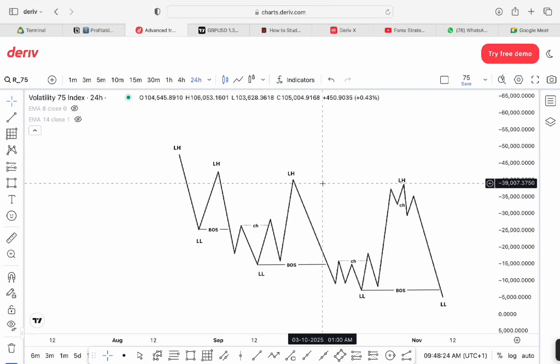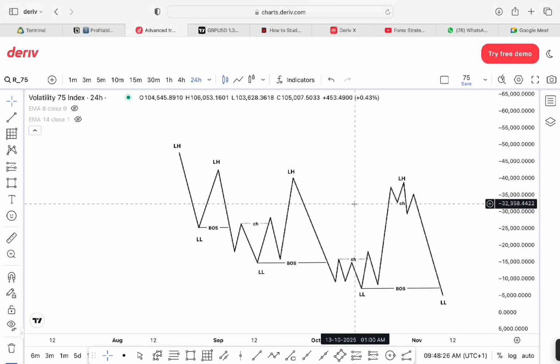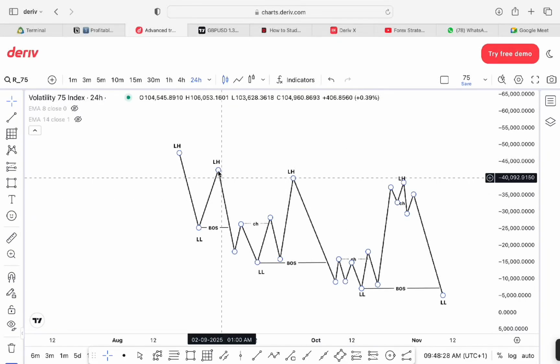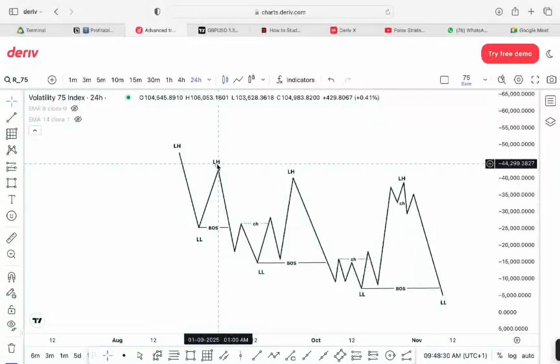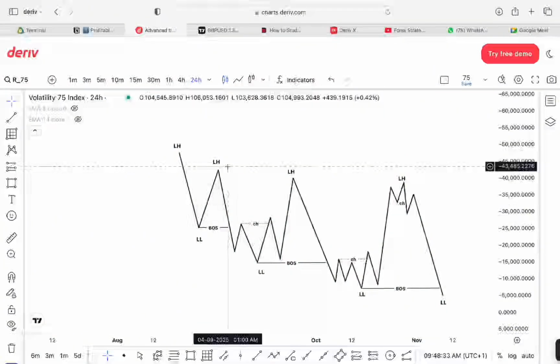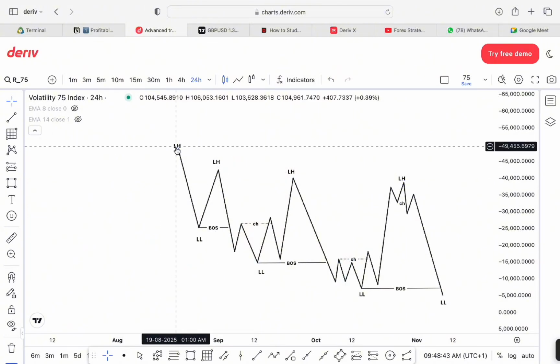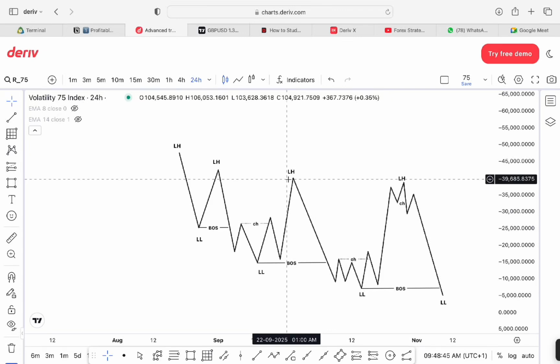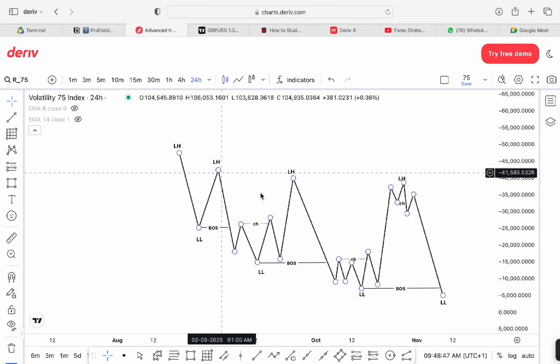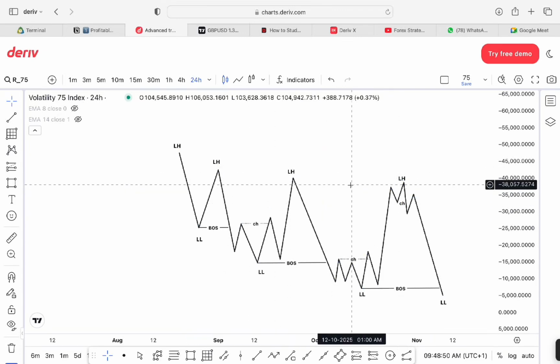Now the downtrend is simply each high staying below the previous one. That is why we have the tag lower high. So the next high has to stay lower than the previous high.